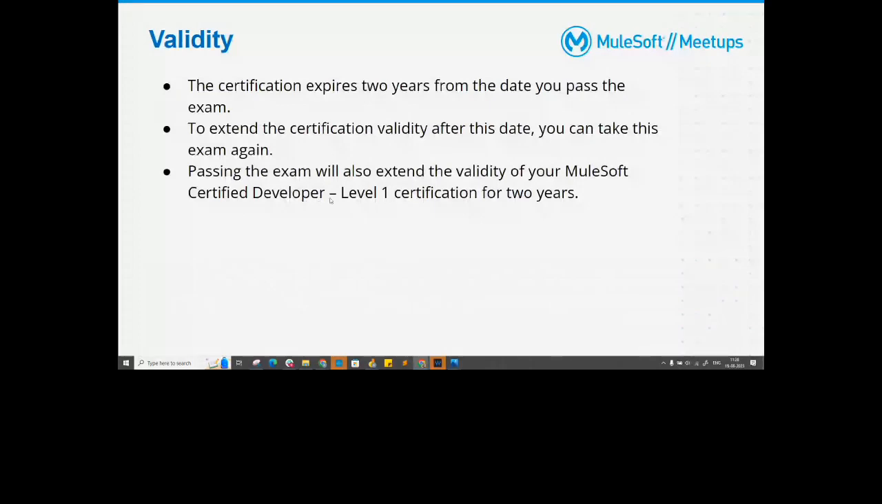However, if your L1 is already expired and after that you are giving this MCT L2 examination, then this will not work. First, make sure that you have an active L1 certification that can be renewed. Then only the L2 certification will help you to renew the L1 certification. But if it is already expired, then you have to first give a maintenance exam to renew your L1, and then you can go ahead with the L2 examination.